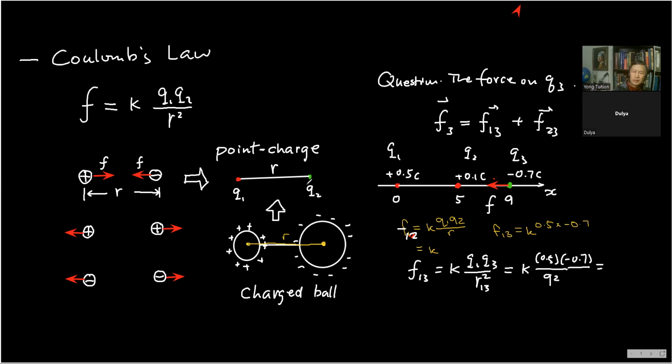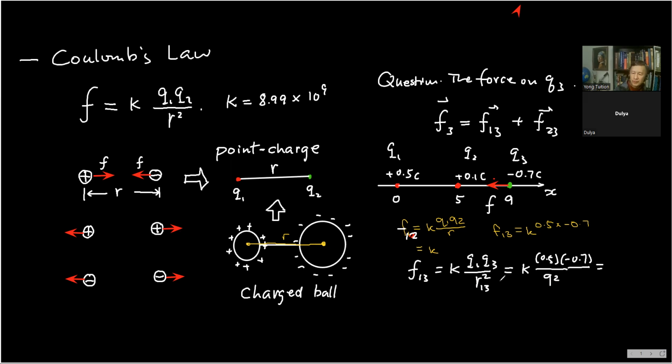Do you know K? What is K? The Coulomb constant. Do we know the Coulomb constant? It's 8.99 multiplied by 10 to the power 9 in the international system. It's a huge number.